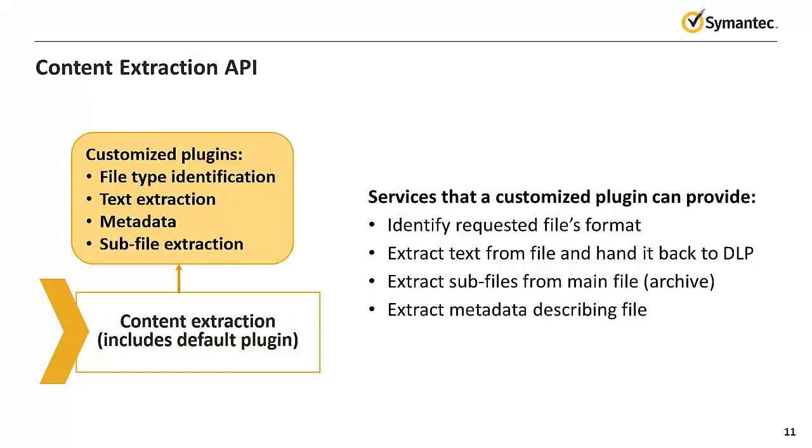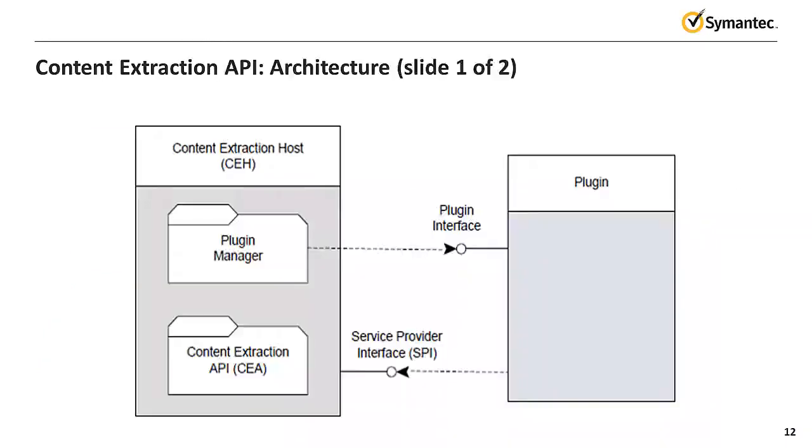Symantec DLP ships with a default content extraction plugin for all out-of-the-box supported file types, but it is possible to cover additional advanced use cases using the Content Extraction API. This is a powerful API intended for plugin developers with experience in C or C++ and the file formats that they want to detect. The Content Extraction Host, or CEH, which is typically the detection server, implements the Plugin Manager component, which invokes an interface to load and manage the plugin. In addition, the CEH makes available to the plugin the services provided by the CE API.